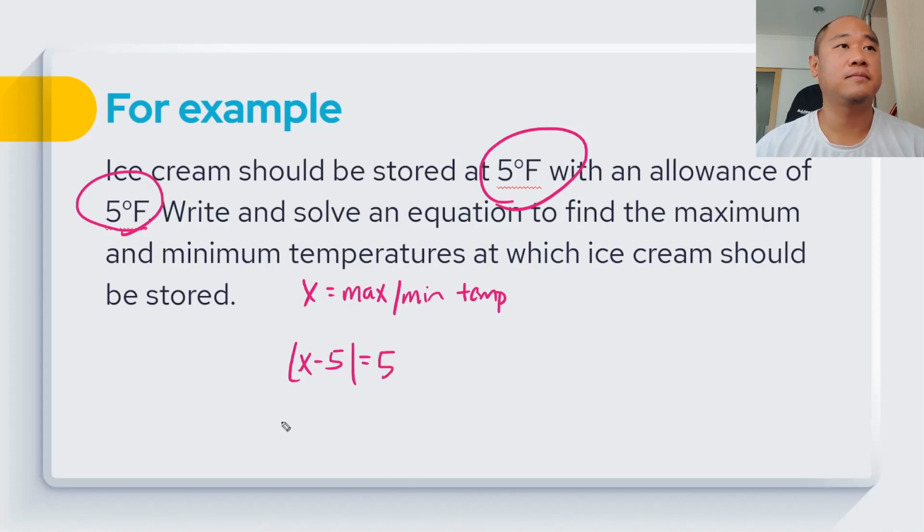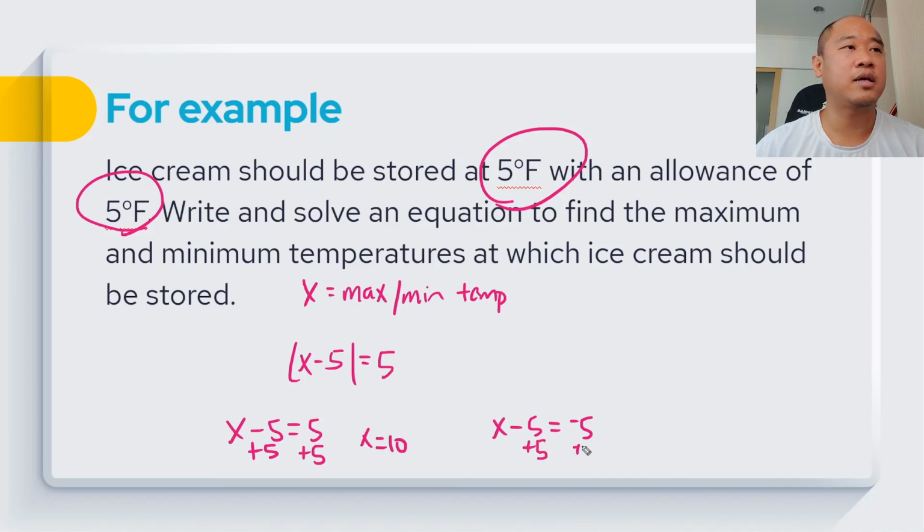So there it is. If we solve for this, x minus 5 equals 5, x minus 5 equals negative 5. Add 5 to both sides. x equals 10 here. Add 5 to both sides. x equals 0. So that's the range of values that we can have for ice cream.